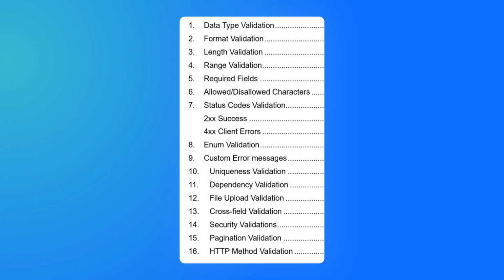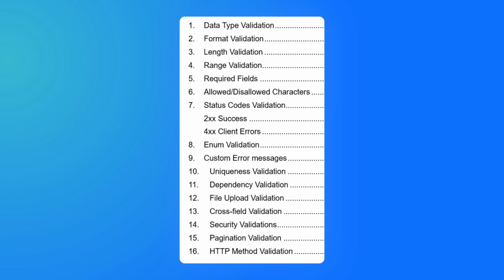We need to make sure that the application is accepting unique values. In the UI case, if the user inserts the same data, an error message is shown that it already exists. In the API case, if the email is already entered in the field, then we should have a proper response that this already exists, 409. Then duplicate dependency validation, file upload validation, cross-field validation, security validation, pagination validation, and HTTP method validation.